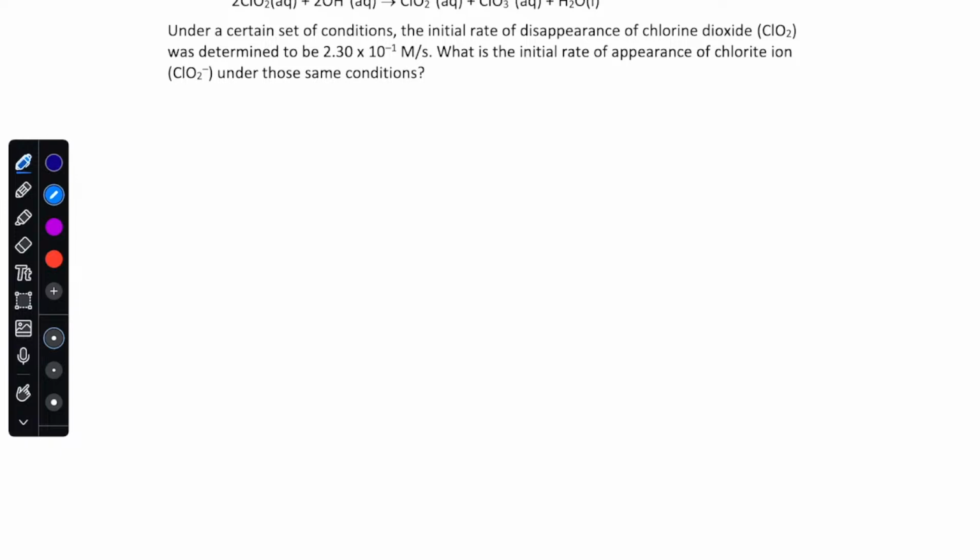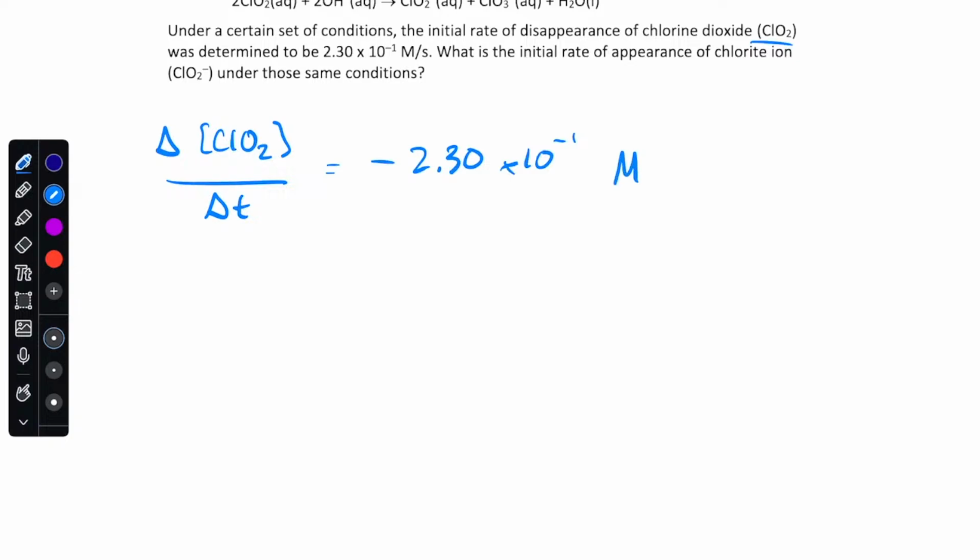All right, so another way of writing this out is you could say that it's ClO2 that's changing, the change in concentration of ClO2 over delta T is equal to negative 2.30 times 10 to the minus 1 molarity per second. And I have the negative in front of it because it's disappearing. We know it's on the reactant side and it's going away. So its rate of change of concentration is negative. It's going down. And we want to know the rate of appearance of the chlorite ion. And so the chlorite ion we know is appearing, so its number has got to be positive.